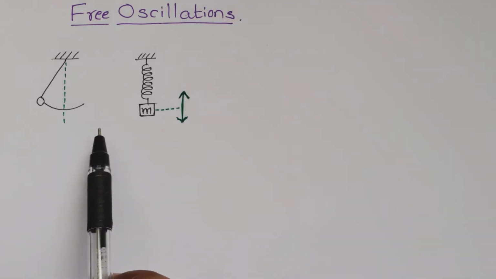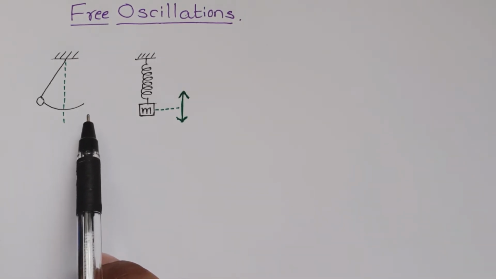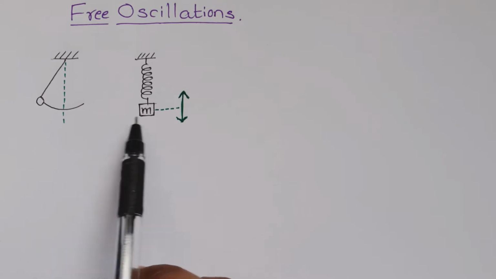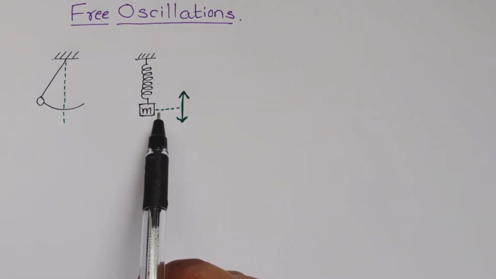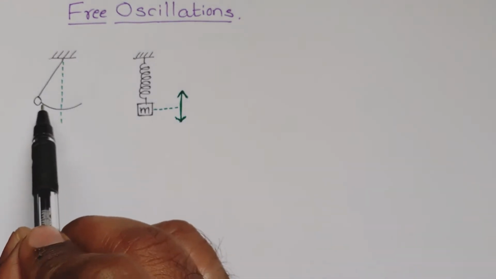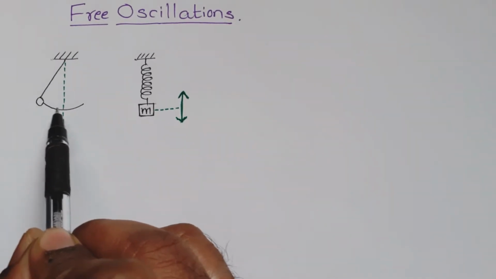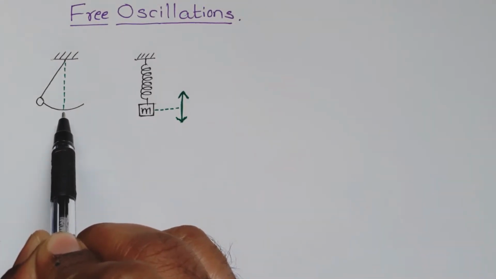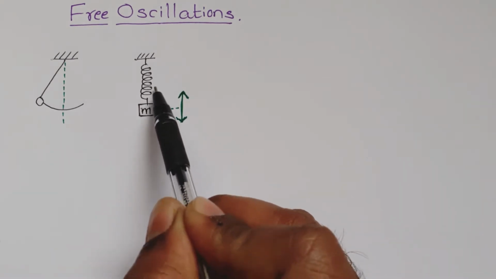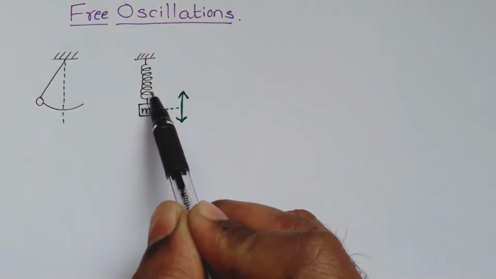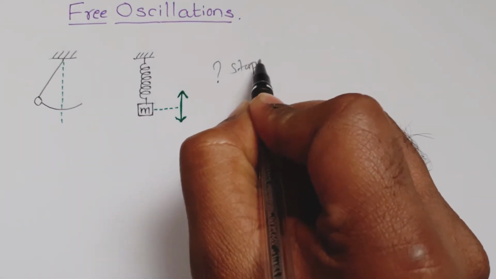To understand free oscillations, let us consider these examples. These are examples of SHM. One is a simple pendulum and another is a spring to which a mass is attached. When I take this sphere to this height and leave it, it oscillates and then stops after some time. Similarly, when I pull the spring down and leave it, it makes an up and down oscillation, and it stops. Why does it stop?